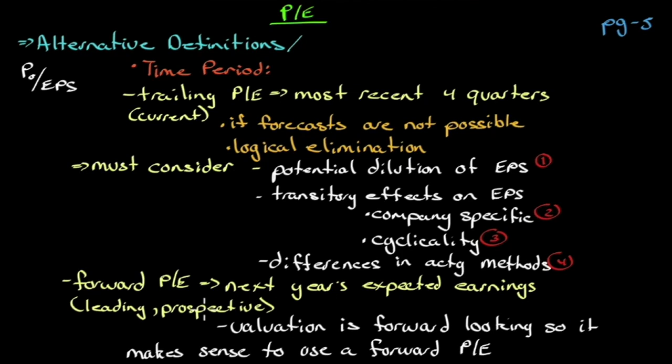The justification here is valuation is forward-looking, so it makes sense to use a forward PE. I'm buying the future, not the past. What do I need a trailing PE for? That's what you did. What you did should be in the price. I want to know what you're going to do, and I want to know if that's in the price, and if it's not, then I have some action that I can take.